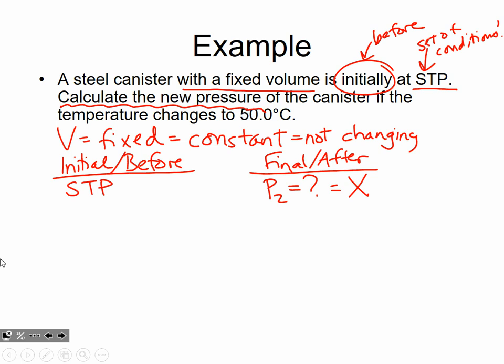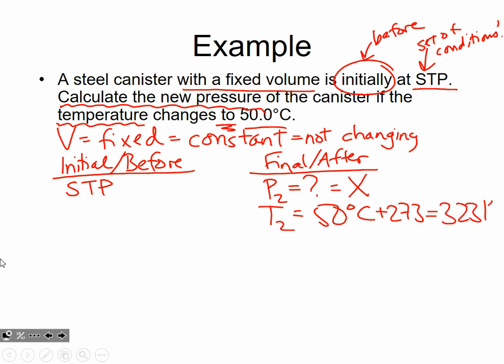Of the canister, if the temperature changes to 50 degrees Celsius, they gave me information about temperature. So that means that the final temperature must be 50 degrees Celsius. But I can't leave that in Celsius. I have to convert that to Kelvin because I need that absolute Kelvin scale. So converting that to Kelvin, I get 323 Kelvin. So notice the two columns, an initial slash before and a final slash after, and I'm breaking down what it is that the problem has given me.